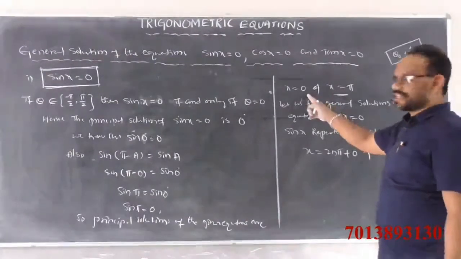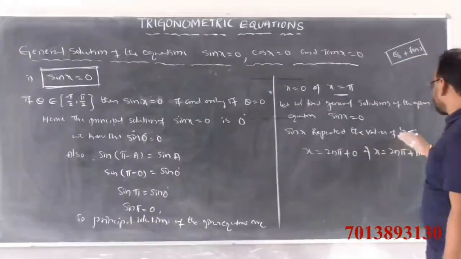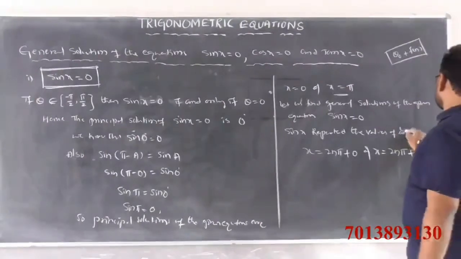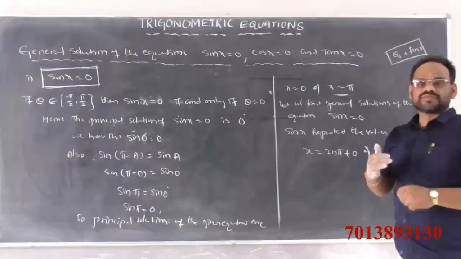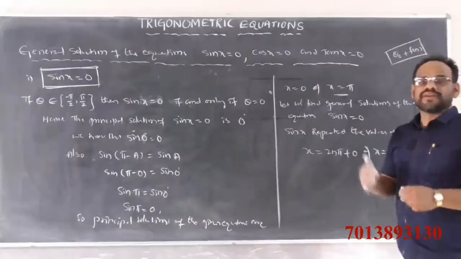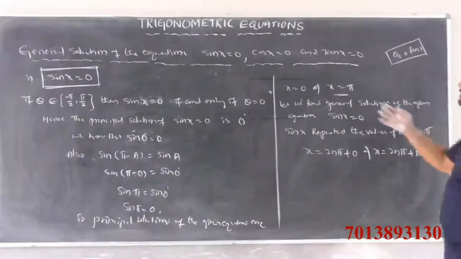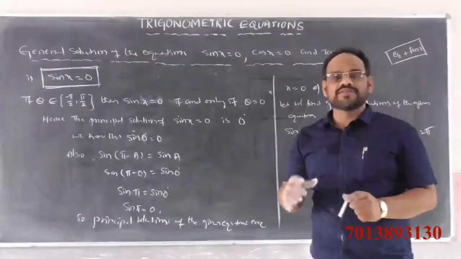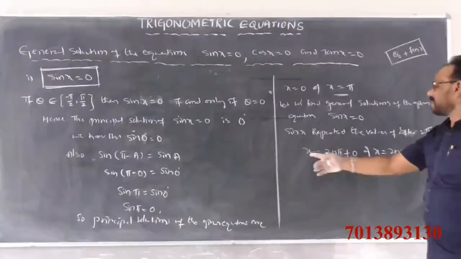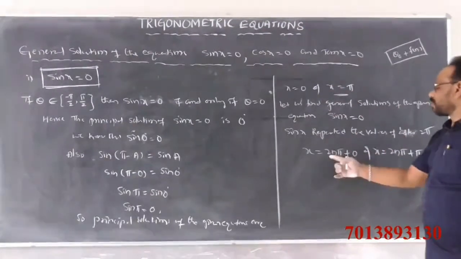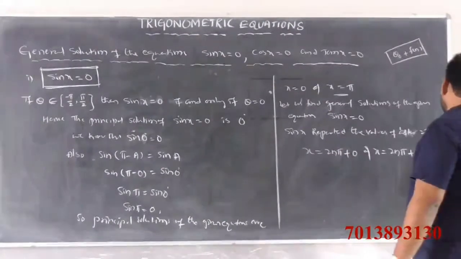So the principal solutions are 0 or π. Sin x repeats its values after 2π, that is, after 2π, 4π, 6π. After integral multiples of 2π, the sin values are repeated. So we express these principal solutions as the general solution x equals 2nπ plus 0, where n belongs to Z.